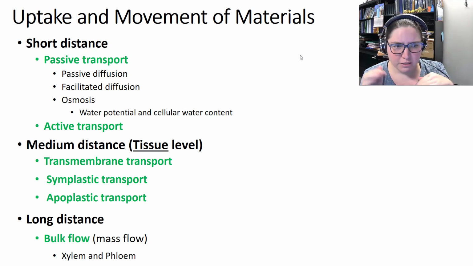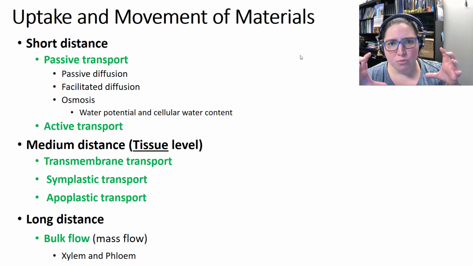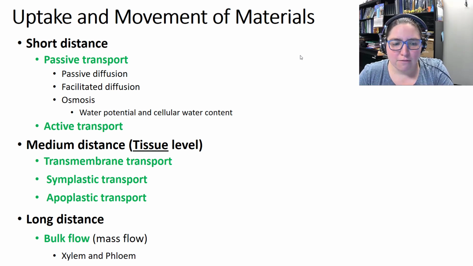We're going to talk about all these, but I just think it's useful to put them all in one slide so you can see where we're going. On tissue level transport, you've got transmembrane, symplastic, and apoplastic transport, and then long distance transport we've already talked about a little bit before, but this is mass flow or bulk flow in the xylem and phloem.